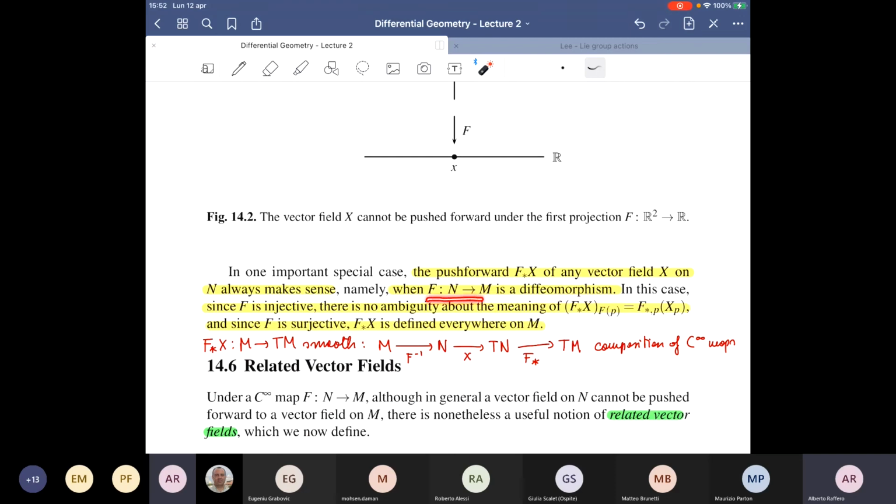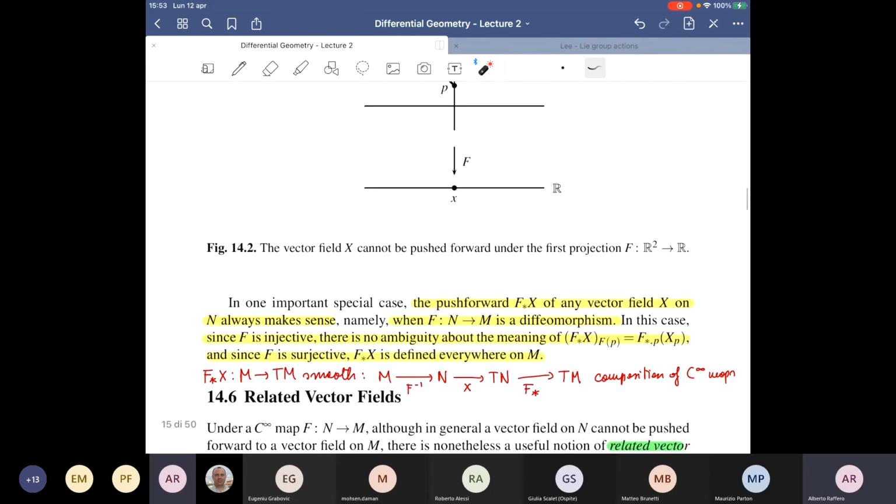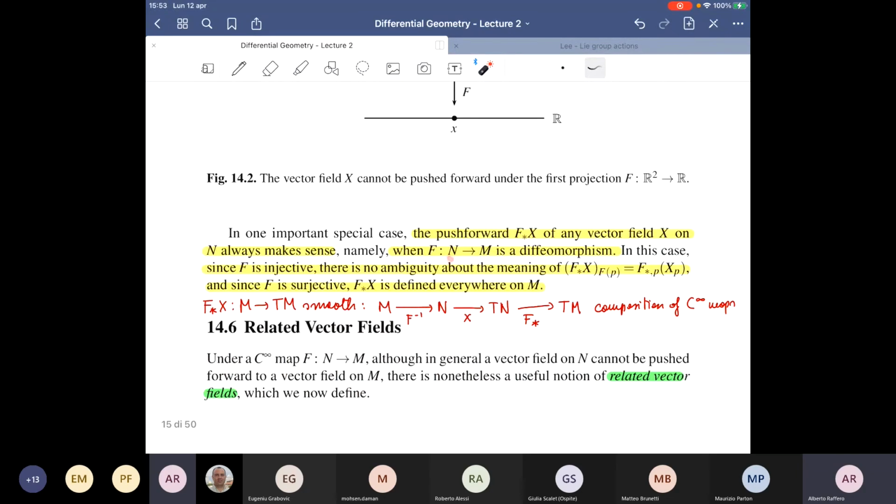So in such a case, I recall that it is a smooth map, which has an inverse, which is also smooth. So in this case, the map is in particular injective. And so we won't have this ambiguity we have here. So we do not have the risk that different points are mapped to the same point. Any point in N is mapped to a unique point in M, and so the image of X_p through the differential of F at p is well defined. So this makes sense, it is well defined.